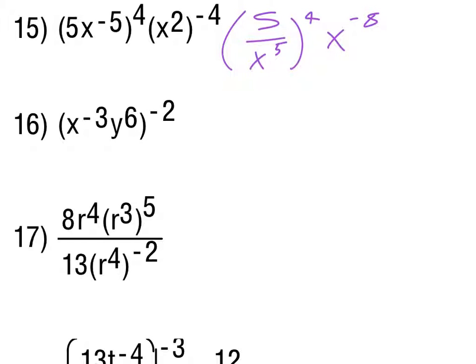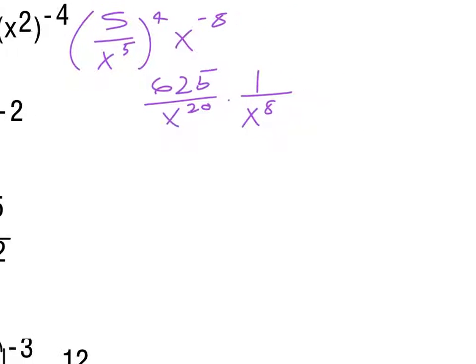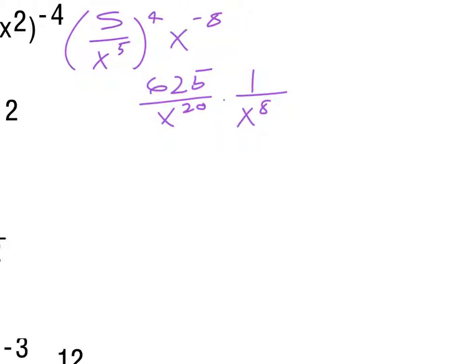5 to the 4th power is 625. I'd multiply the 5 and 4 together, get x to the 20th, and then the x to the negative 8 would drop down to the denominator to make that a positive 8. And so from there I would just have 625 on top, and then the 20 and the 8 would be added together, so I get x to the 28th on the bottom.